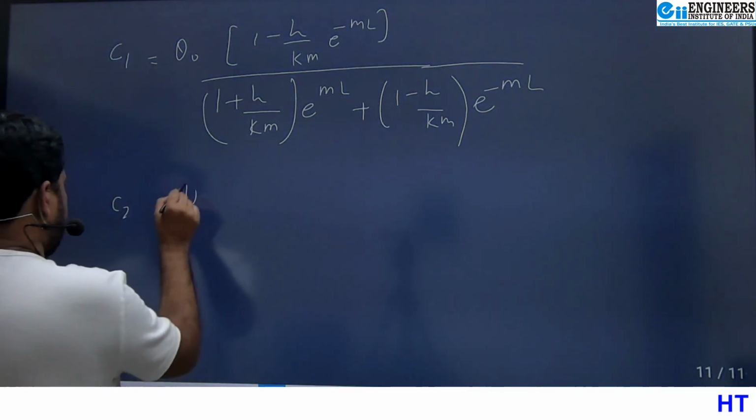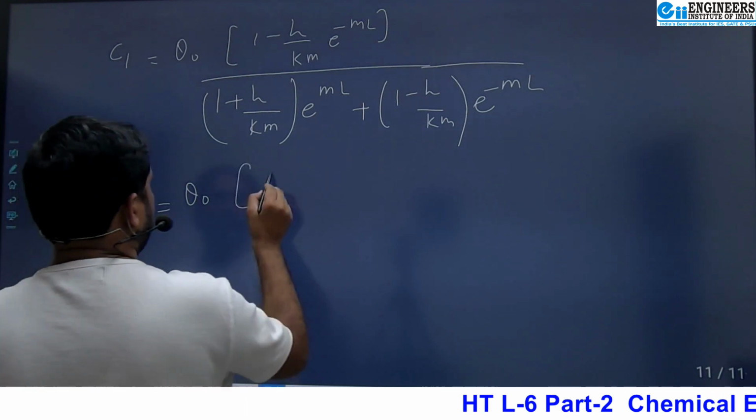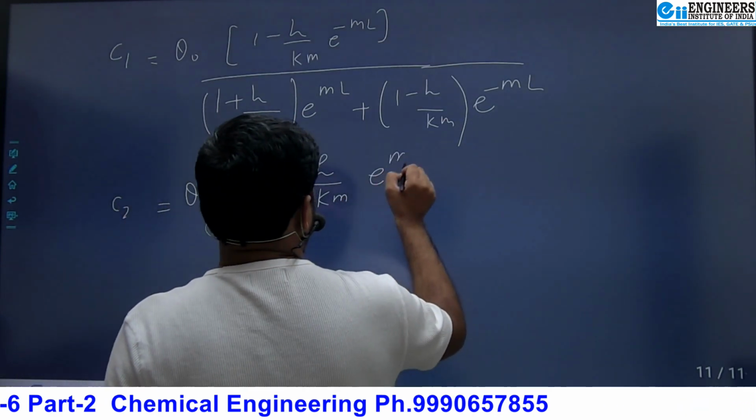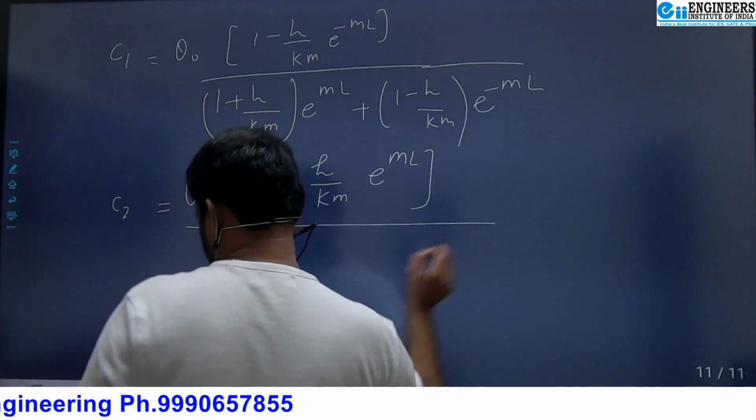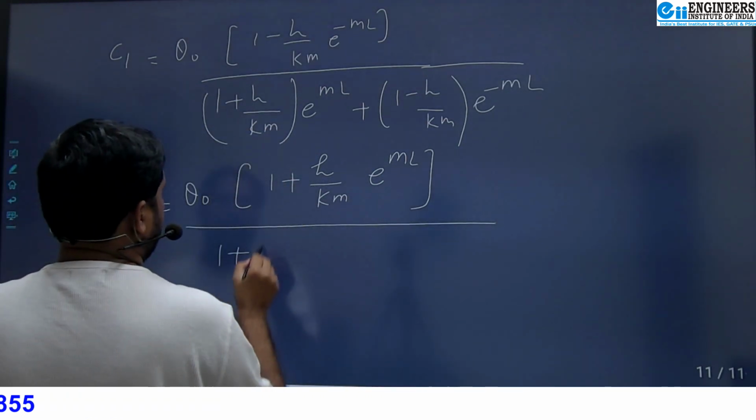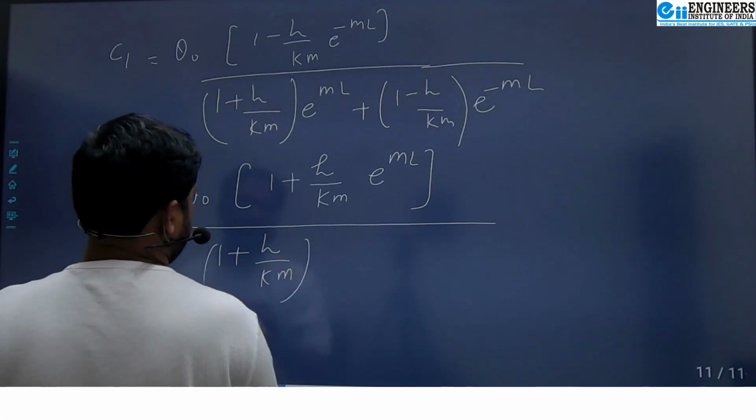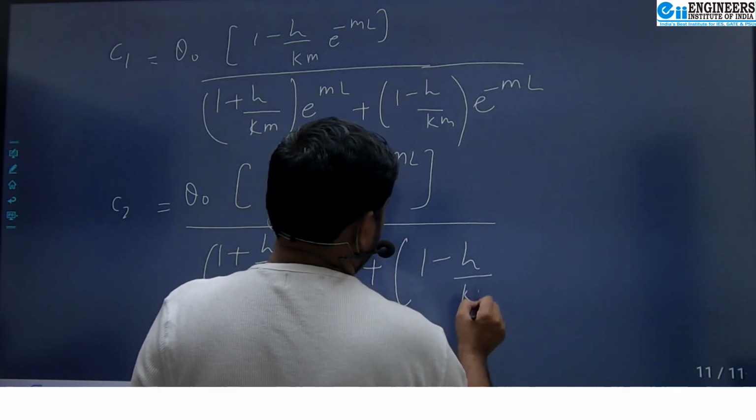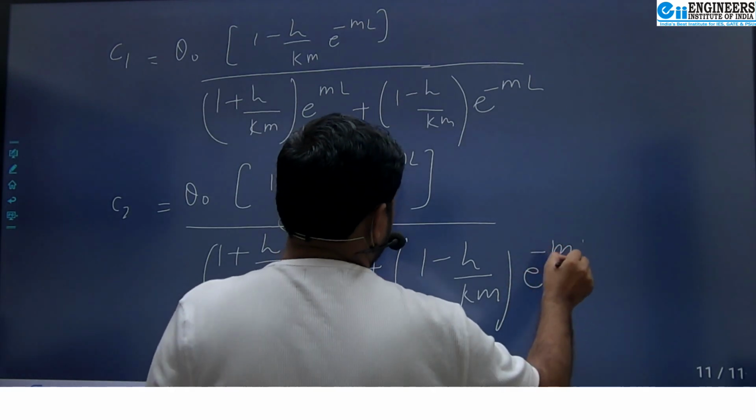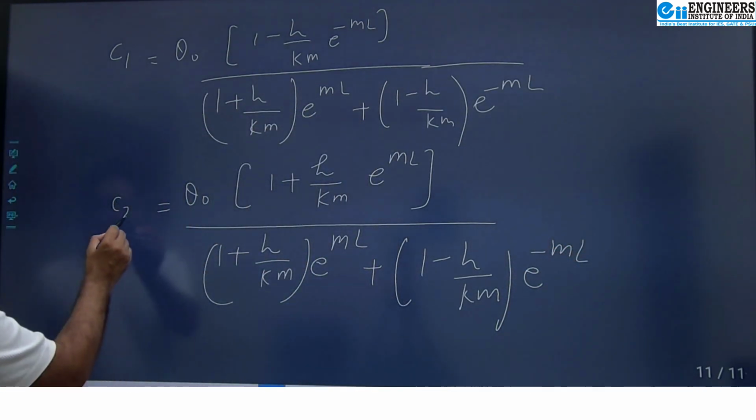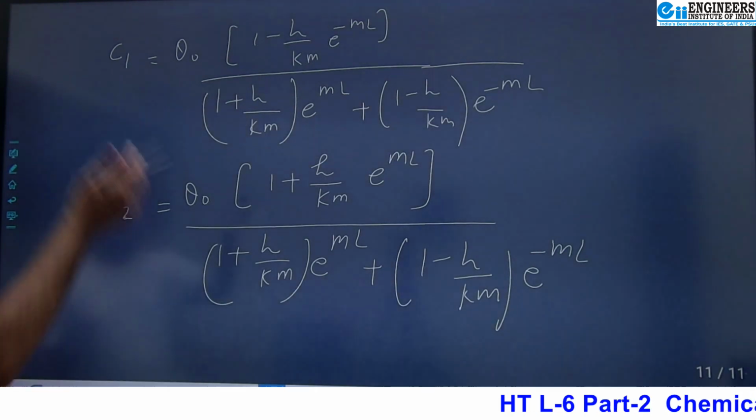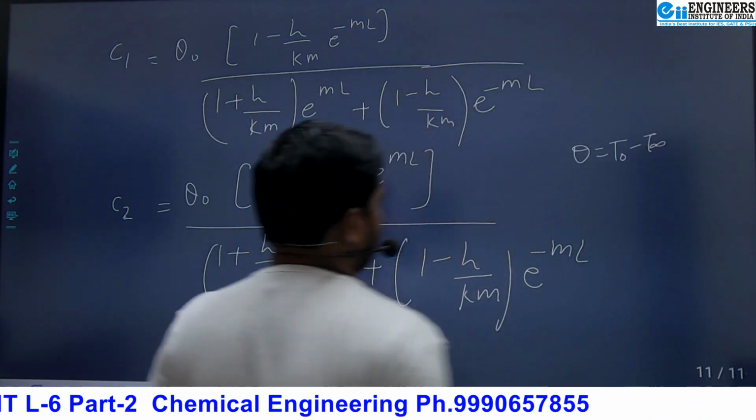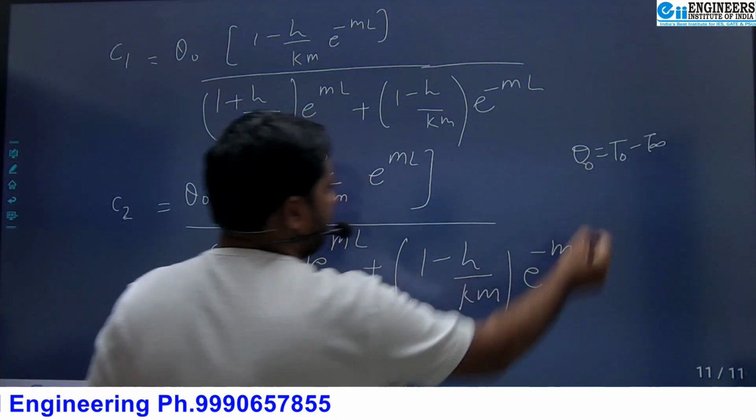Again, for C2 it is theta naught times (1 plus h by km) e power mL, divided by (1 plus h by km) e power mL plus (1 minus h by km) e power minus mL, the denominator is the same in both cases. So when you solve both equations 1 and 2, you will get this C1 and C2, where theta naught is nothing but T naught minus T infinity.